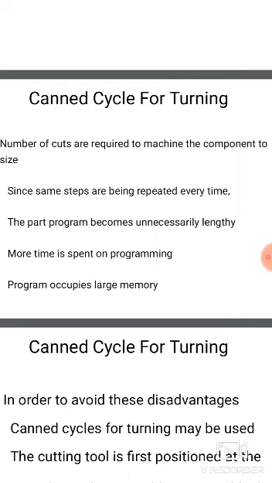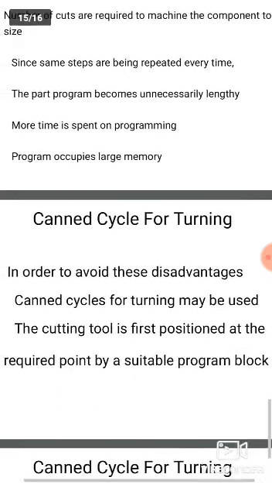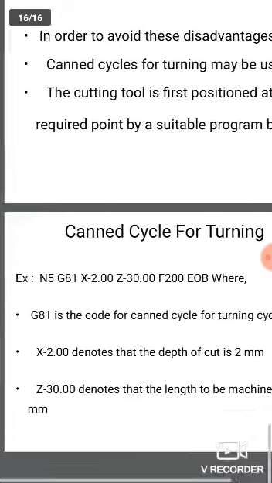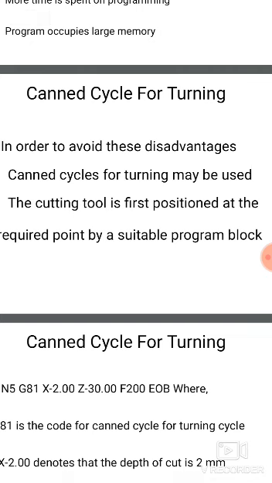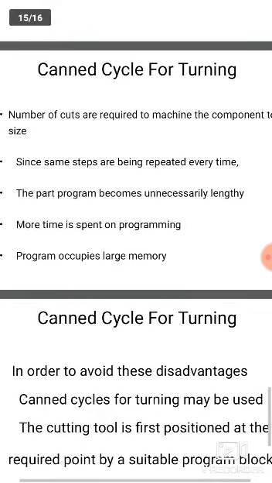So to reduce this, for writing lengthy programs and reducing memory in the computer, the cycles for turning are available in the control systems. Okay, so how do we write the syntax for a canned cycle for turning? The syntax for a canned cycle: G98, G81, X30, Z100, F125, end of the block.